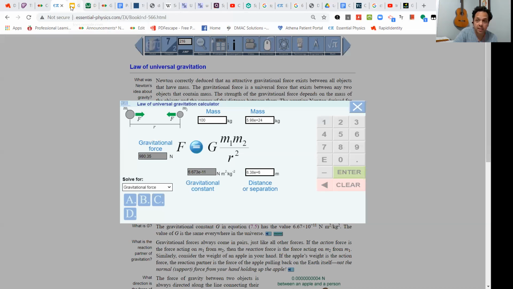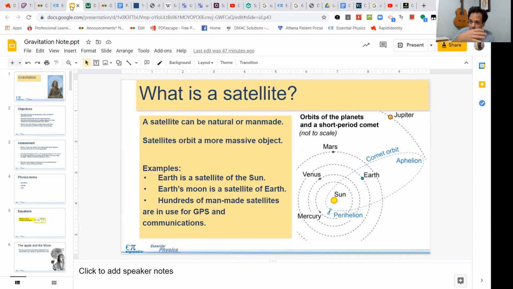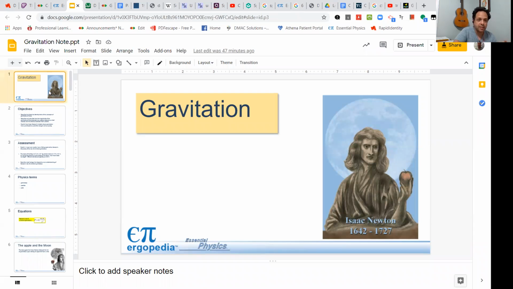Hello, everybody. I just wanted to go over gravitation notes with you. As you watch, you can listen and write down everything that's highlighted in yellow. So we're starting off with this slide, gravitation. I'm just going to go through the slides, talk about them a little bit, and then I'll show you how to do the calculations in Desmos or on the provided textbook calculator.